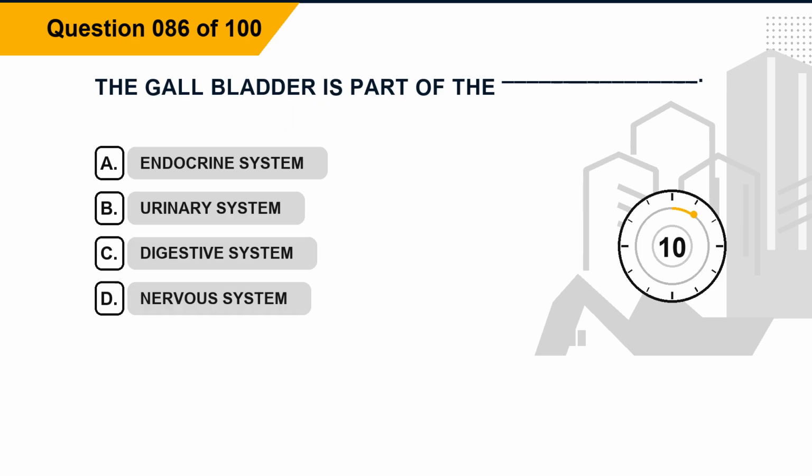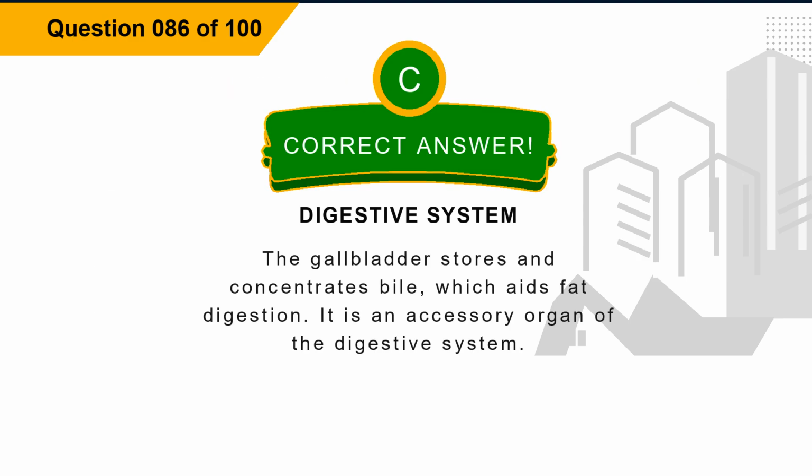Question 86. The gallbladder is part of the blank. Option A, endocrine system. Option B, urinary system. Option C, digestive system. Option D, nervous system. The correct answer is option C, digestive system. Explanation: the gallbladder stores and concentrates bile, which aids fat digestion. It is an accessory organ of the digestive system.